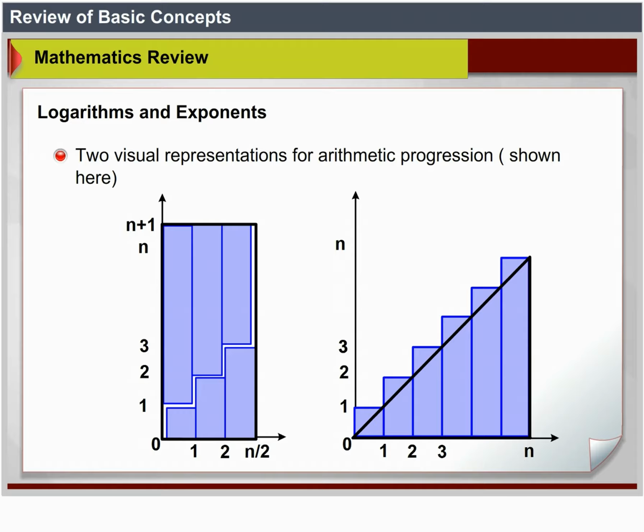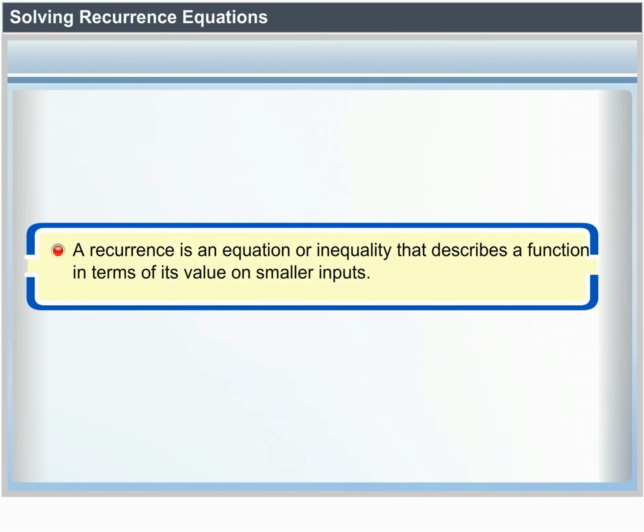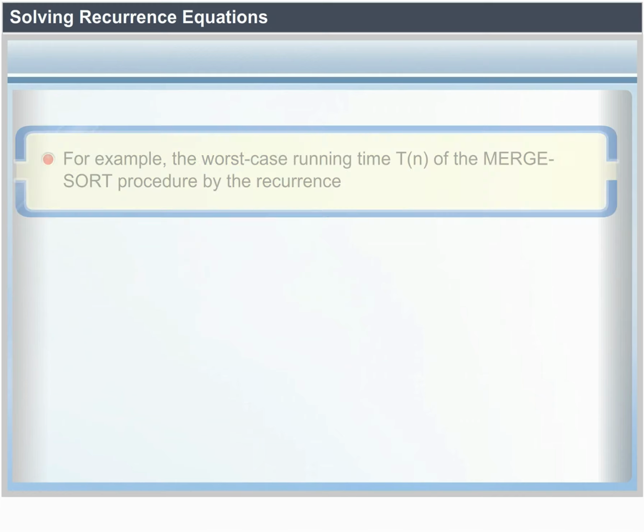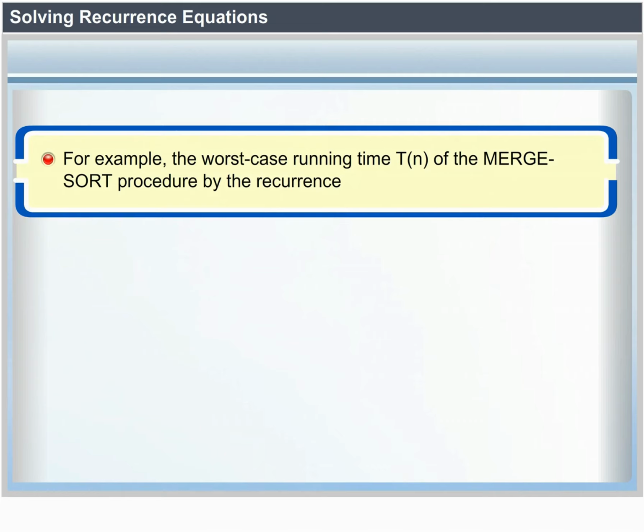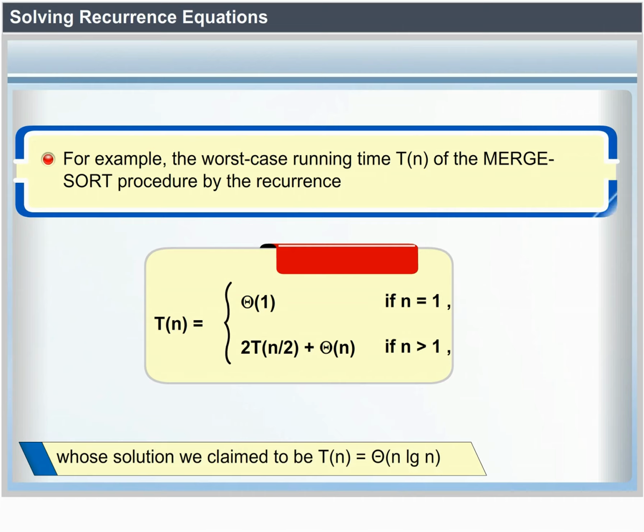Solving recurrence equations. A recurrence is an equation or inequality that describes a function in terms of its value on smaller inputs. For example, the worst case running time T of n of the merge sort procedure is described by the recurrence T of n equal to theta of 1 if n equal to 1, 2T of n by 2 plus theta of n if n greater than 1, whose solution we claimed to be T of n equal to theta of n log n.